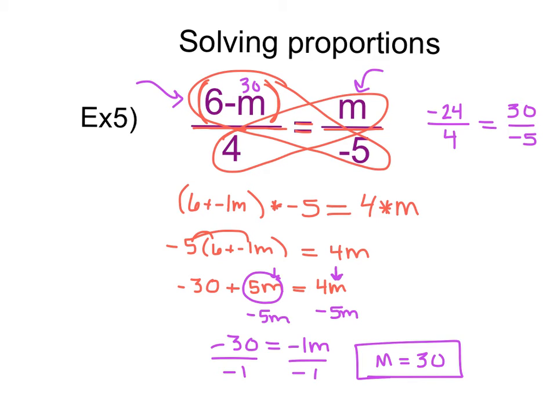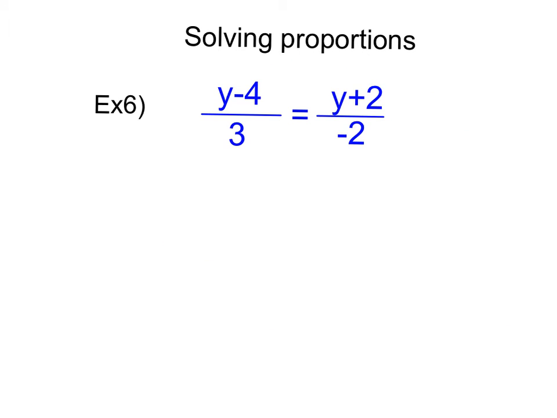And if we simplify both of those, both actually become negative 6, because 24 divided by 4 is 6, tack the negative on. 30 divided by 5 is 6, tack the negative on. So we can in fact see that yes, this is the correct answer for m because it makes that entire proportion true. So one more like this and then we'll move on to word problems.